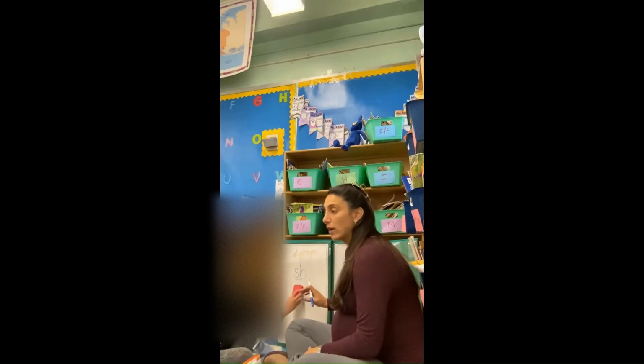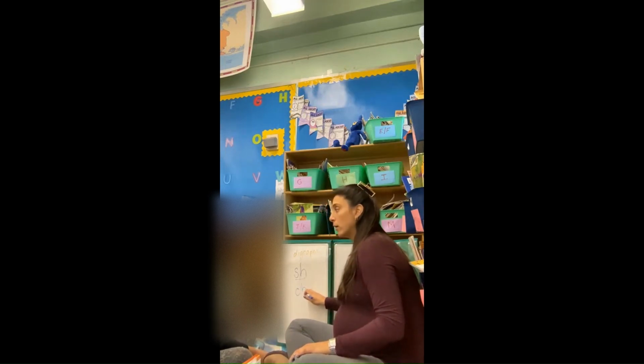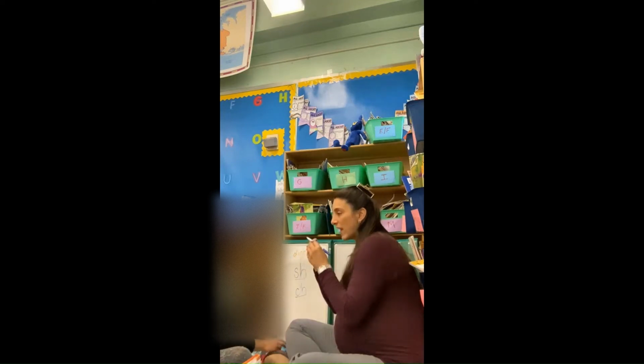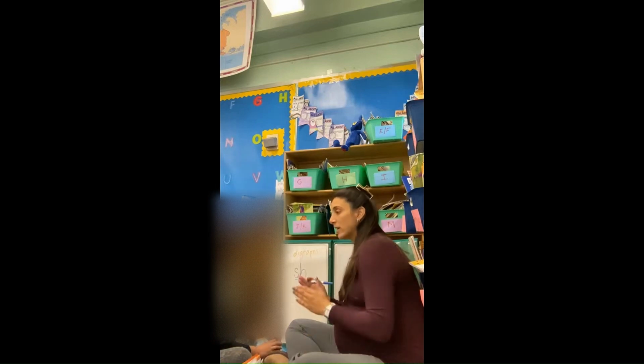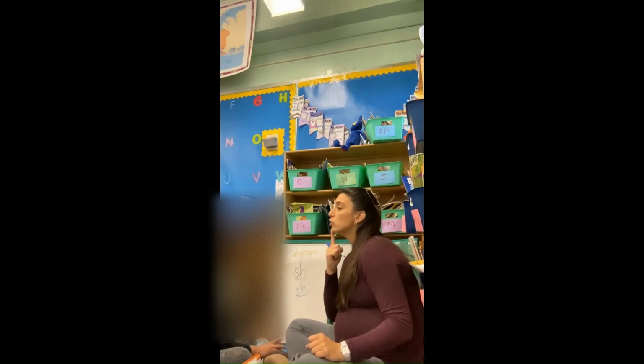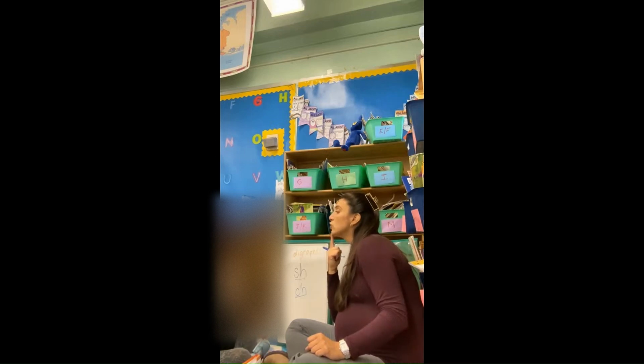Let's think of other digraphs. What does C say alone? More common is k. What does H say alone? This is also a digraph. What does it say when it's together? It's like alone, but not alone. When they're together in a word, it's going to change it, and it's going to make one sound. What does CH make when it's together? Ch. I want you to say chin. Ch. Good.